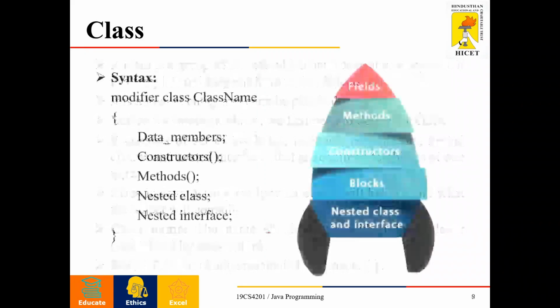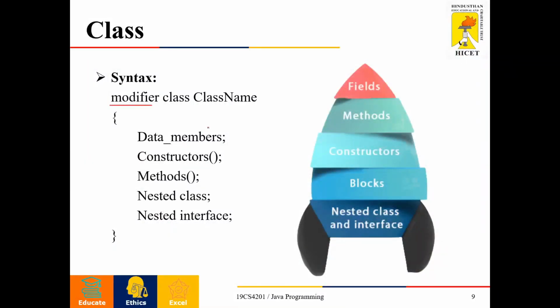So the syntax for creating a class begins by specifying a modifier. There are 4 modifiers in Java, which include public, private, protected, and default, followed by the class keyword with the class name. Always the class name must begin with a capital letter. It includes data members, constructors, methods, nested classes, and nested interfaces.